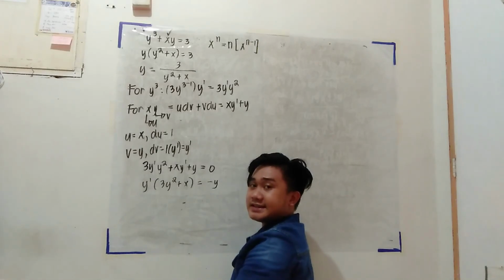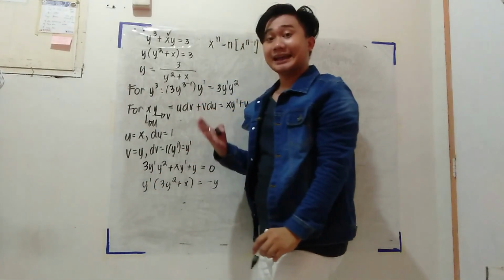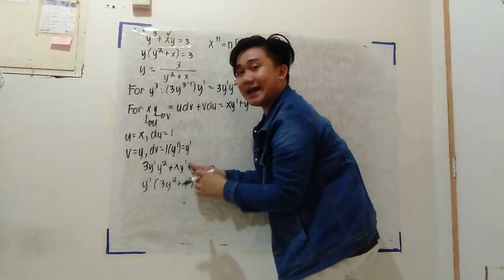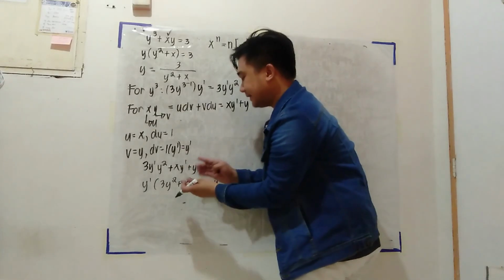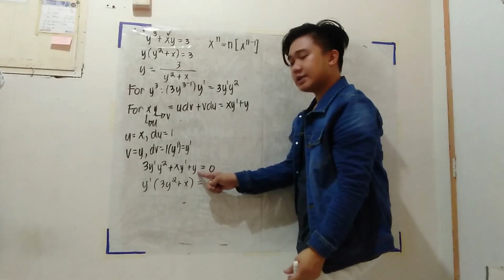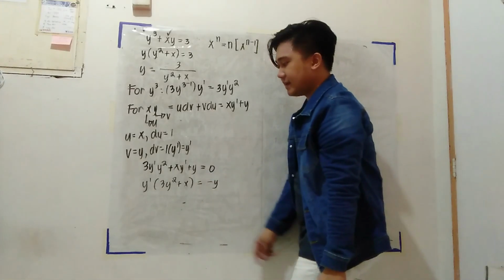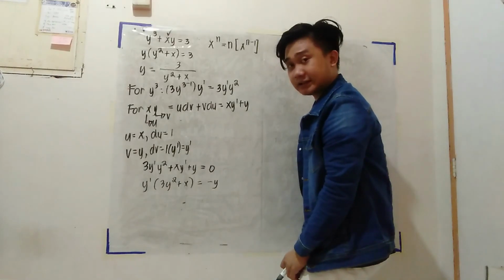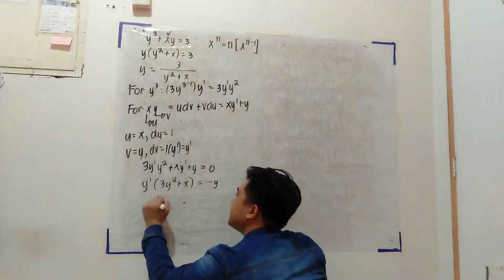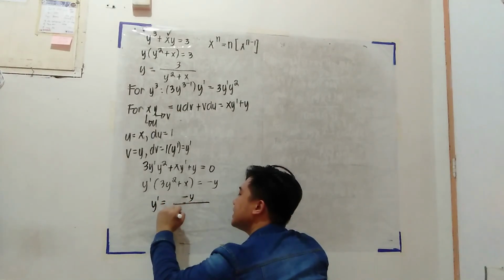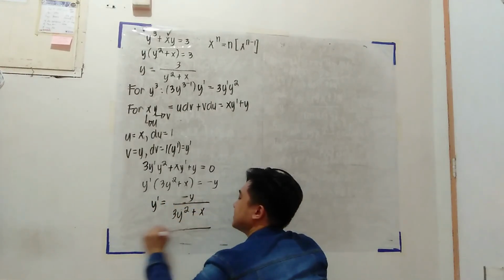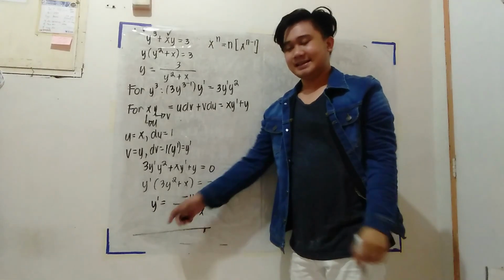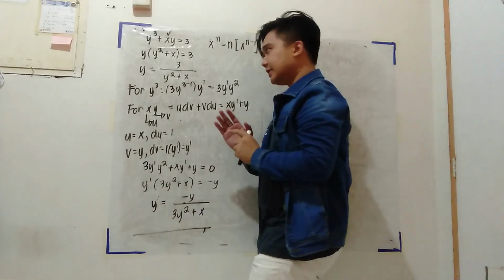So, the technique here, guys, is pagsamasamahin mo yung may like terms. In this case, pinagsama ko si 3y prime y squared plus xy prime dahil common yung term na y prime. And then, itilipat ko na sa kabila si y dahil wala naman siyang kasamahan. And then, factor out si y prime. As you can see, y prime is equal to negative y all over 3y squared plus x. And yan na yung y prime na pinapahanap sa atin. So, again, re-explain ko lang.